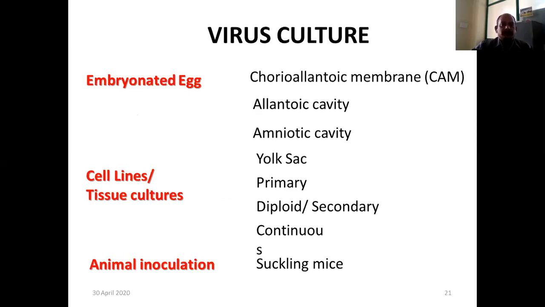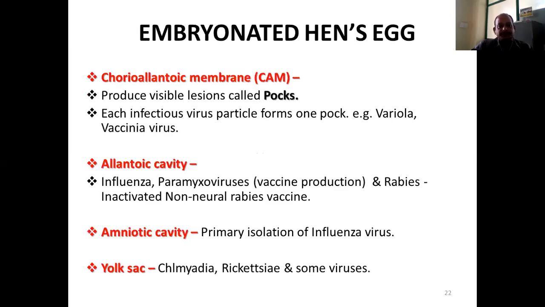Cell lines or tissue cultures which can be employed for virus culture or isolation are primary cell lines, diploid or secondary cell lines, and continuous cell lines. For animal inoculations, the animals mostly used experimentally are suckling mice.